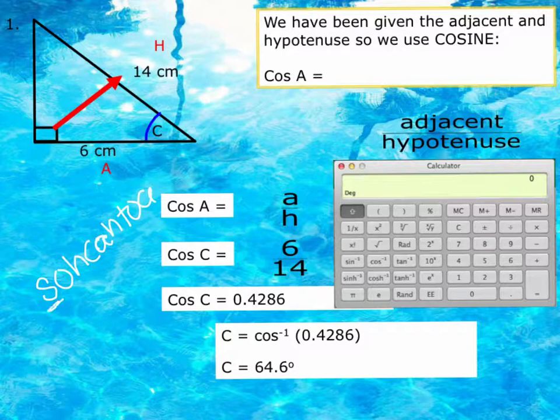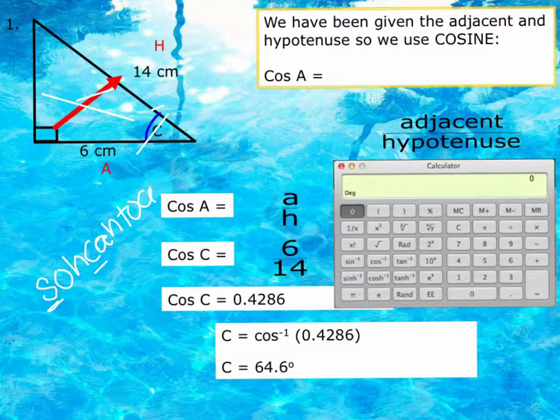Let's first look at sine. Sine is, and we're looking at angle C, sine would be opposite over hypotenuse. And this will not work because we're not given any length for opposite. And we're also looking for angle C. So there's two unknowns there. There's not enough given information for me to use sine.